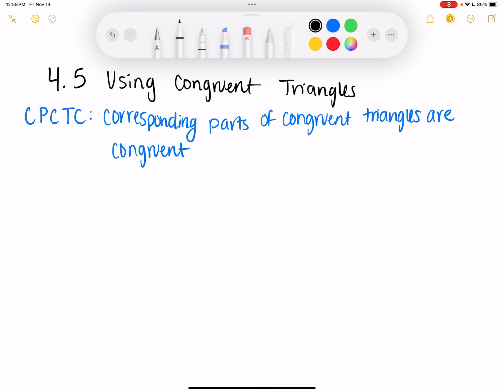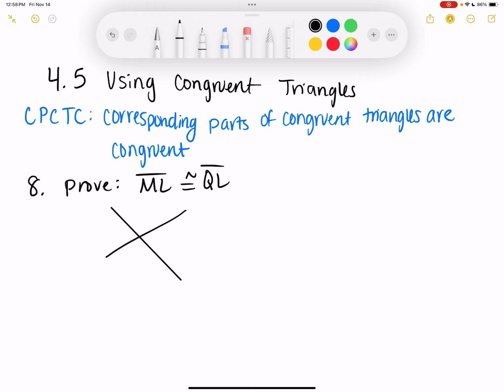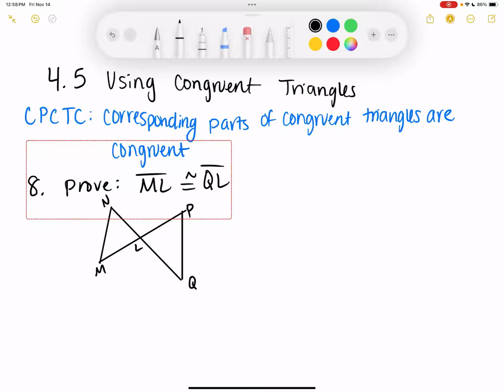So number 8 says to prove that ML is congruent to QL. And then I've got this figure, P N L M Q. Everything I'm putting on here was given information.